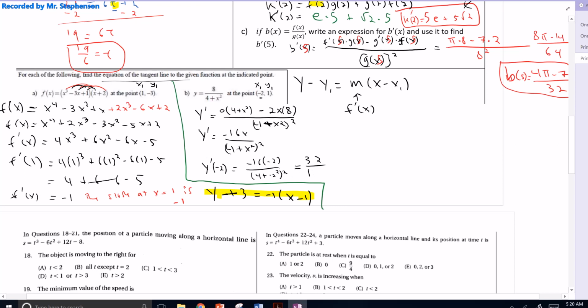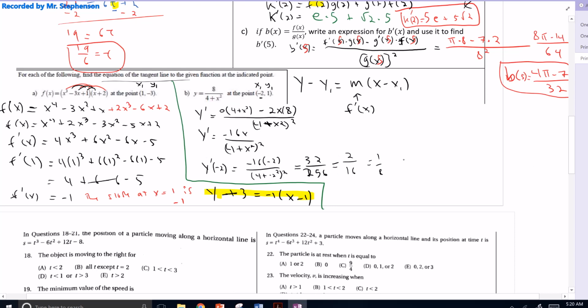16 squared. I just don't want to get it wrong, and then 256. And then simplify this. There's a lot easier way to do this, but both of these are divisible by 16, so you get 2 over 16, which is 1 over 8. So that's my slope for this one.